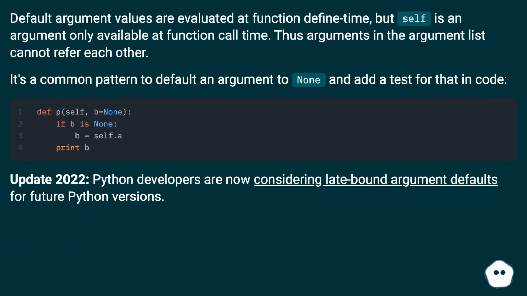Default argument values are evaluated at function define time, but self is an argument only available at function call time. Thus, arguments in the argument list cannot refer to each other. It's a common pattern to default an argument to None and add a test for that in code. Update 2022: Python developers are now considering late-bound argument defaults for future Python versions.